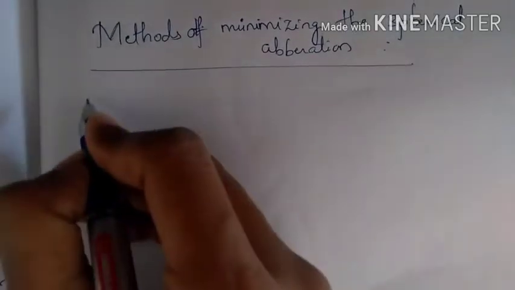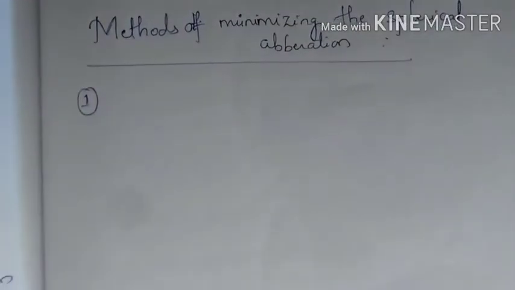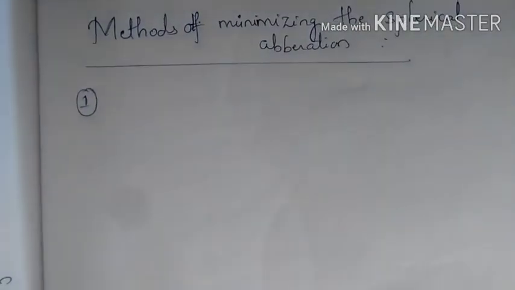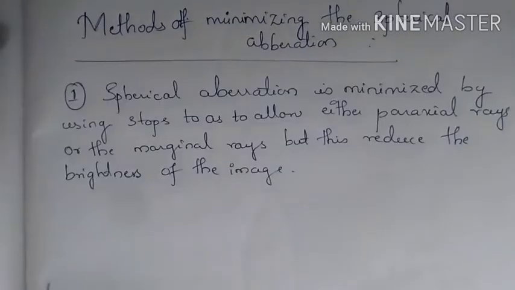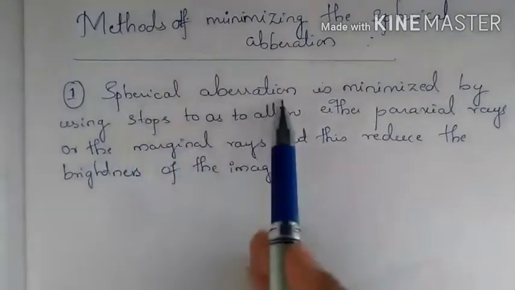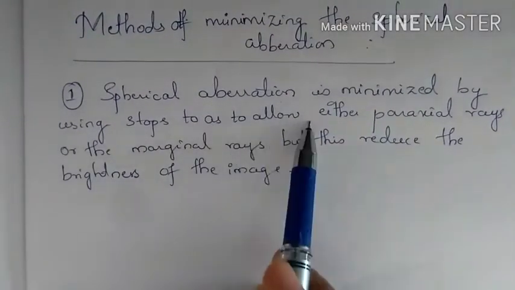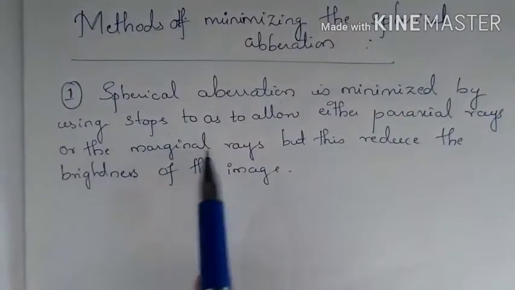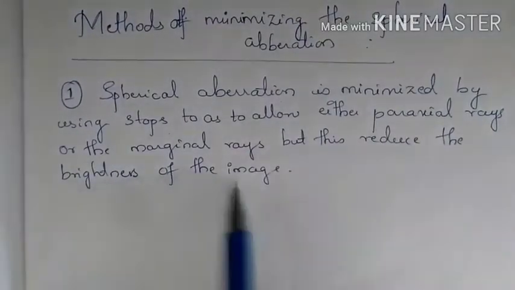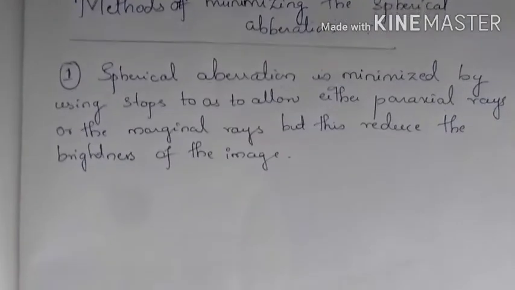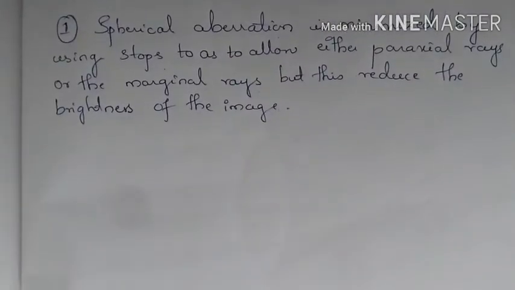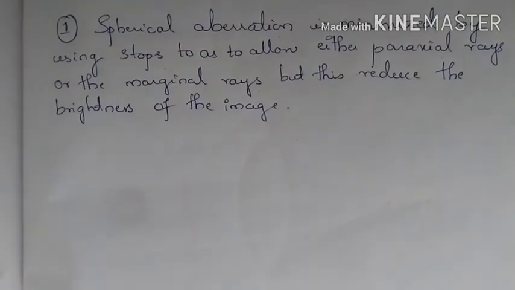In that, the first is, we can eliminate this spherical aberration with the help of stops. The first method here is that spherical aberration is minimized by using stops to allow either paraxial rays or the marginal rays, but this reduces the brightness of the image. So here he is cancelling either marginal rays or the paraxial rays just to have a single focal point on the axis.